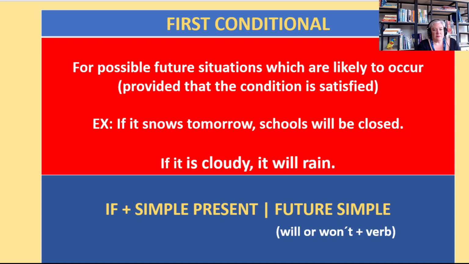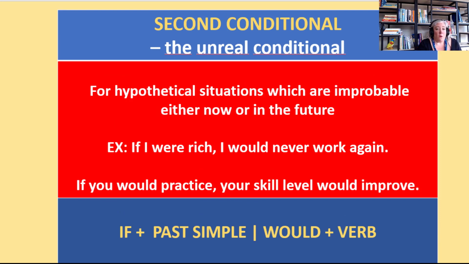If it snows tomorrow, schools will be closed. If it is cloudy, it will rain. That's not necessarily so, but I said they're likely to occur. I didn't say that they definitely will occur. If plus simple present on one side, future simple is on the other side of the equation with will or won't plus the verb. The second conditional, or the unreal conditional, is used for hypothetical situations which are improbable either now or in the future.